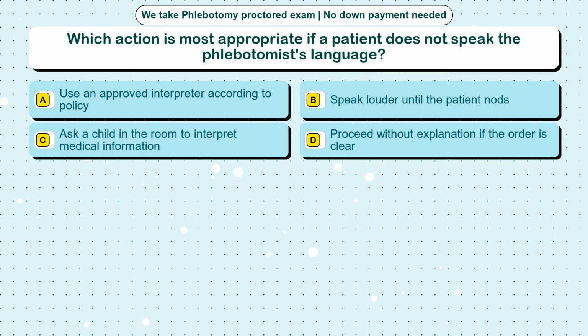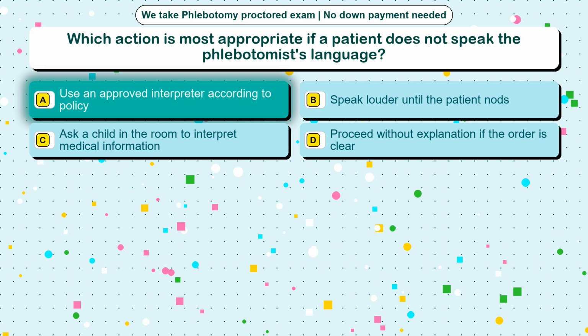Question 62. Which action is most appropriate if a patient does not speak the phlebotomist's language? Option A. Use an approved interpreter according to policy. Option B. Speak louder until the patient nods. Option C. Ask a child in the room to interpret medical information. Option D. Proceed without explanation if the order is clear. The correct answer is option A.